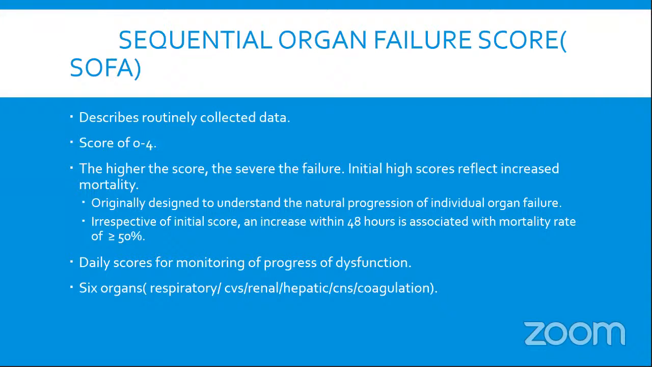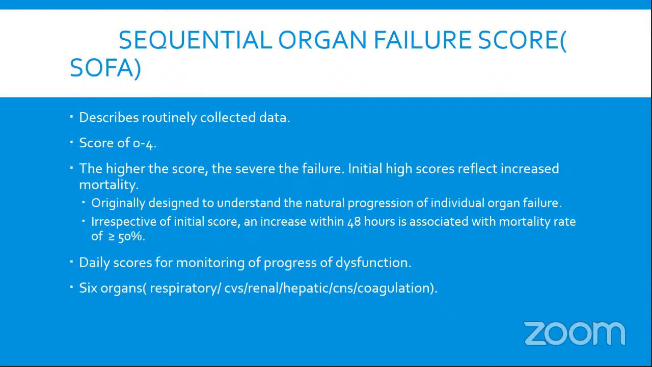So the SOFA score was actually developed by the European Society of Intensive Care Medicine. Initially it was a sequential sepsis-based score, but now the SOFA score is not only directed at sepsis severity or predicting mortality from sepsis; it can be used for other organ and system dysfunctions. It has a score of 0 to 4. The higher the score, the more severe the failure, and initially a high score reflects increased probability of mortality.